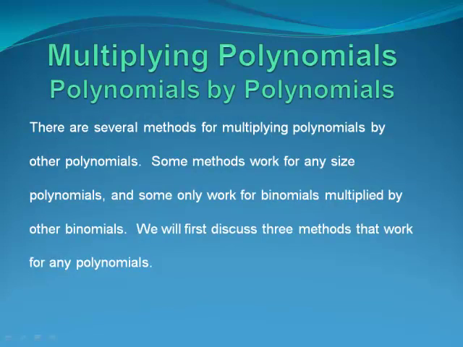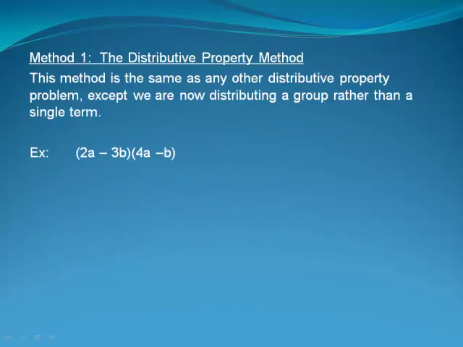Okay, now, what if you're multiplying a polynomial by a polynomial, where both polynomials are larger than a single term? There are several methods for multiplying polynomials by other polynomials. Some methods work for any size polynomials, and some only work for binomials multiplied by other binomials. We will first discuss 3 methods that work for any polynomials. Okay, method 1, the distributive property method.